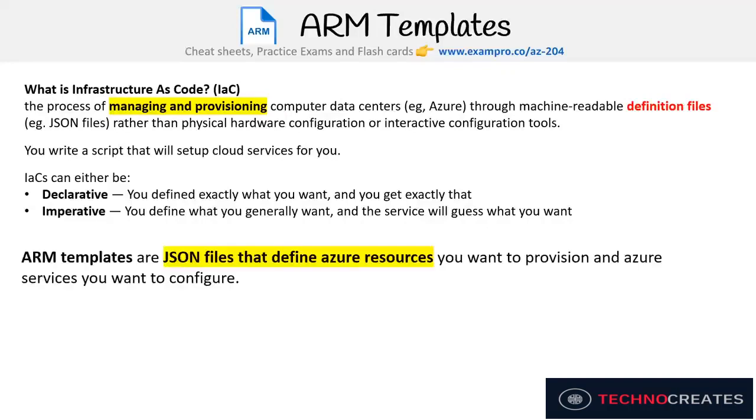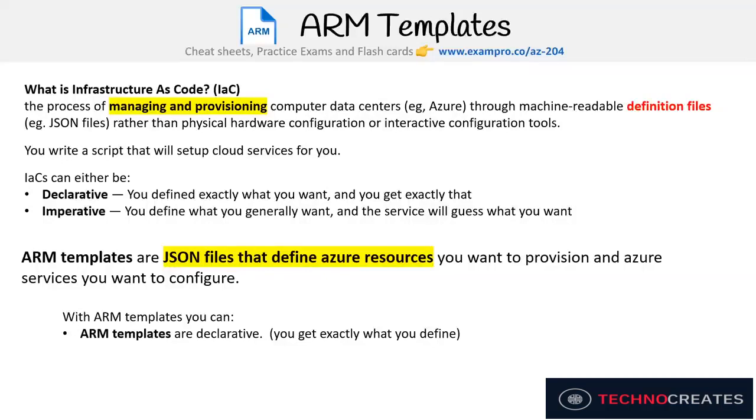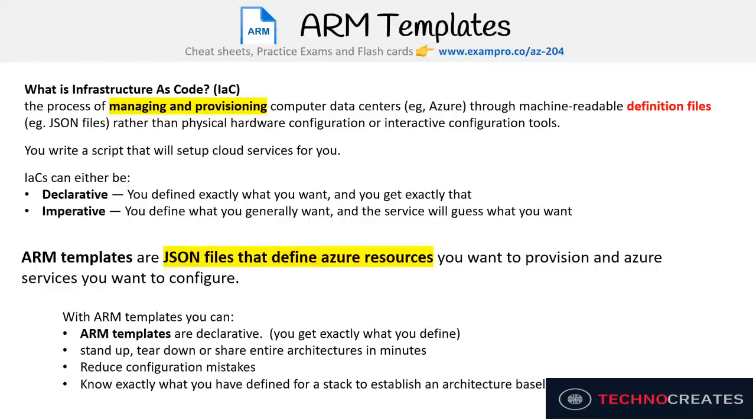And so ARM templates are JSON files that define Azure resources that you want to provision and Azure services that you want to configure. And ARM templates are going to be declarative, so you get exactly what you define. They're going to stand up, tear down, or share entire architectures in minutes, and they're going to reduce configuration mistakes. And you know exactly what you have defined for a stack to establish an architectural baseline for compliance. So you definitely want to use ARM templates or IaC whenever you can, and try to avoid using the console unless you're doing development or test workloads.